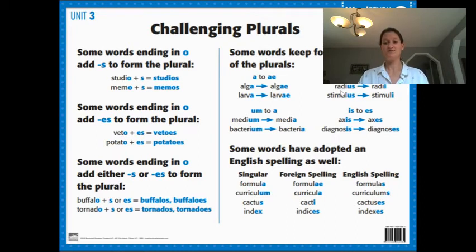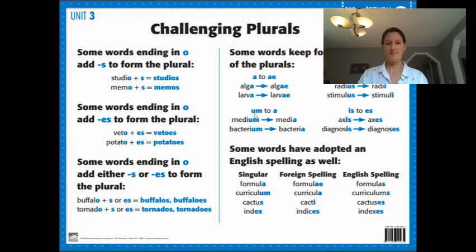Another example is the word radius, which ends with US if there's just one radius. But if there's more than one, a plural, that US at the end changes to an I, and we would say there are now radii. Okay. Same for stimulus. One stimulus has the US, but more than one stimulus, we would then change that US to an I and say stimuli.